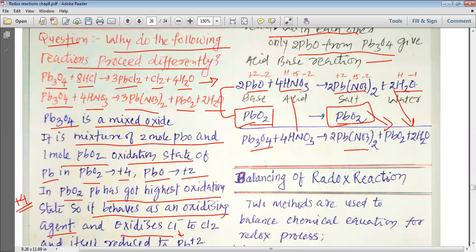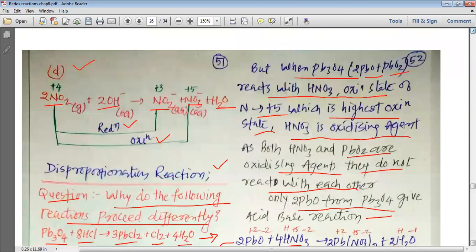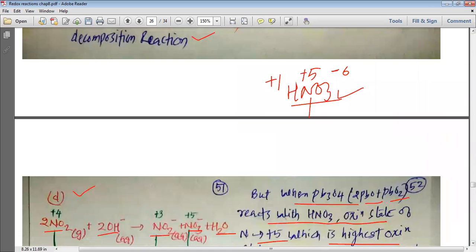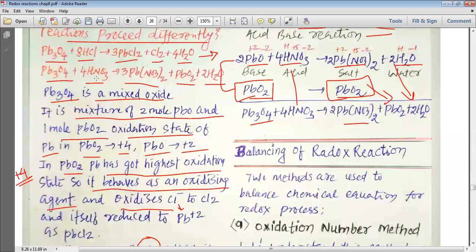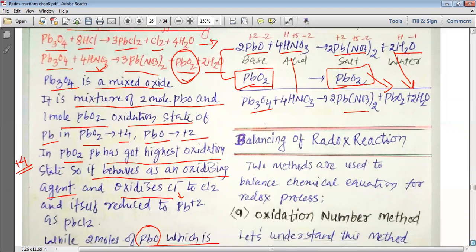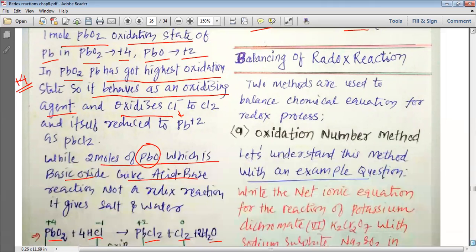And that is why the reactions of Pb3O4 with both the reagents, be it HCl or HNO3, are different, and the extra product PbO2 is obtained when our Pb3O4 reacts with HNO3, because both HNO3 and PbO2 are oxidizing agents, and that is why PbO2 does not give any reaction with nitric acid HNO3. So this was an interesting case, my dear students.